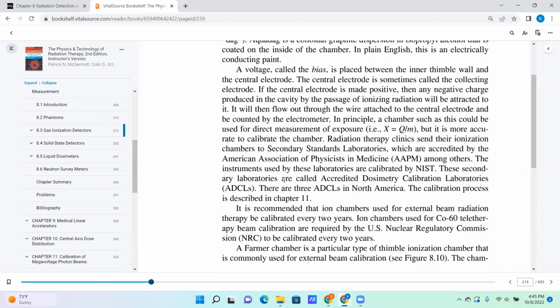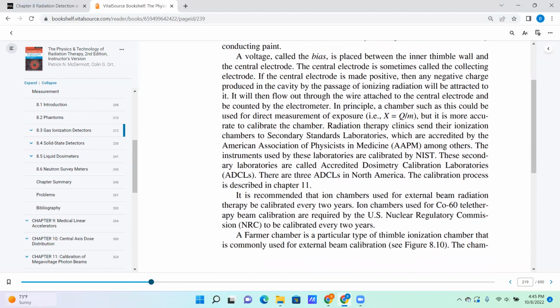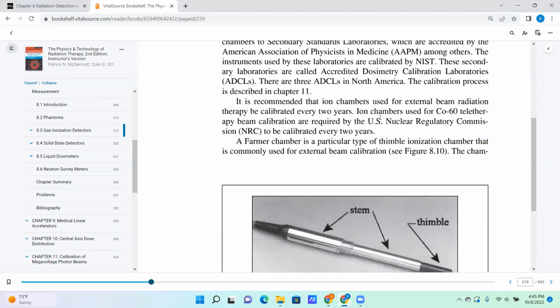These secondary laboratories are called accredited dosimetry calibration laboratories. There are 3 ADCLs in North America, and the calibration process will be described a little later. It is recommended that ion chambers used for external beam radiation therapy be calibrated every 2 years. Ion chambers used for cobalt-60 therapy beam calibration are required by the US NRC to be calibrated every 2 years.